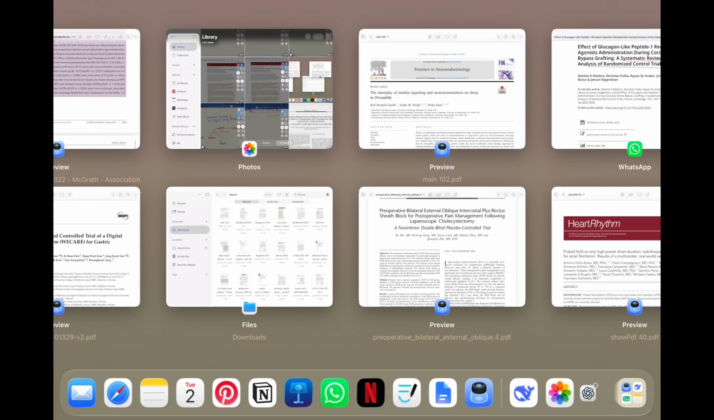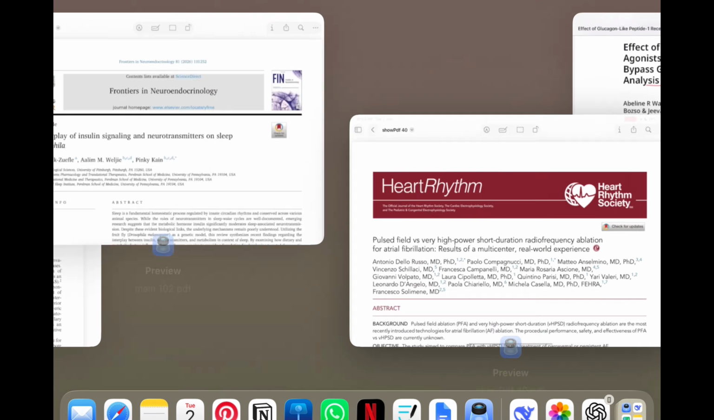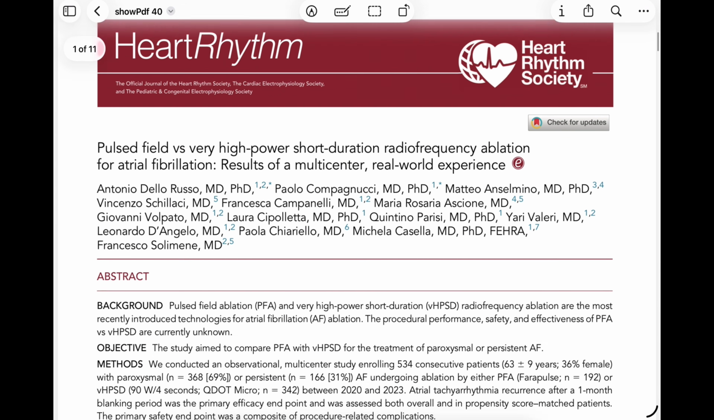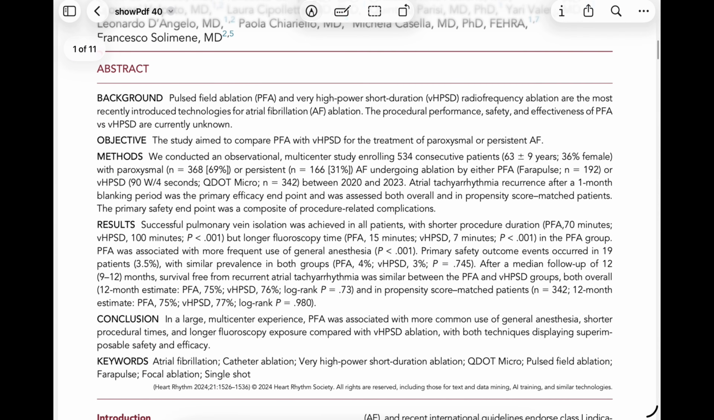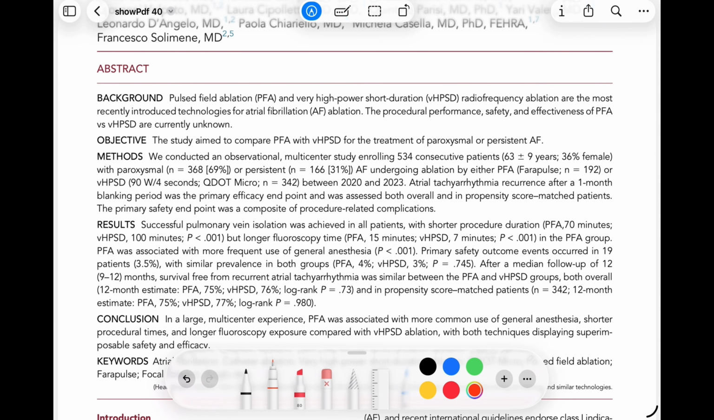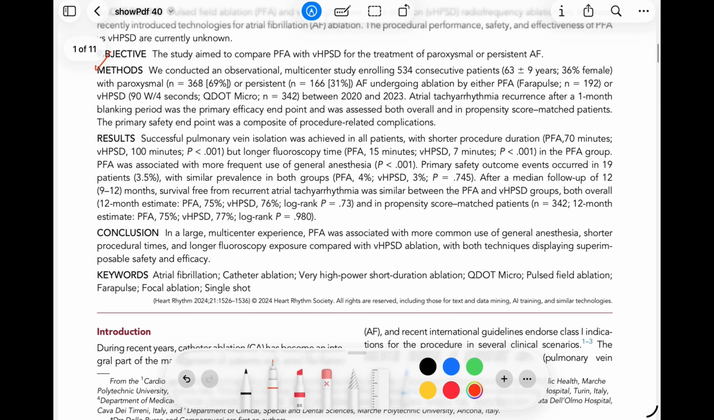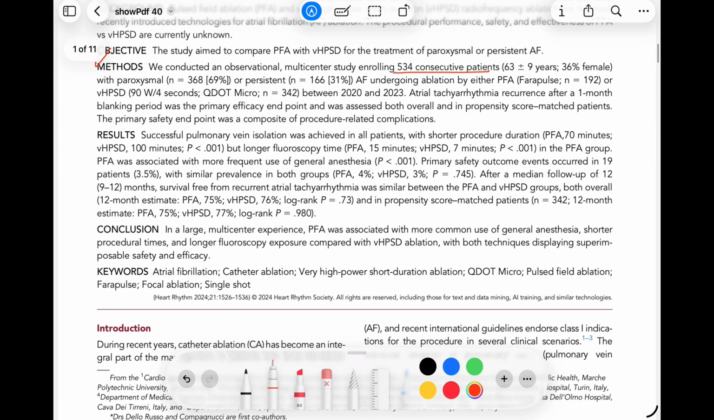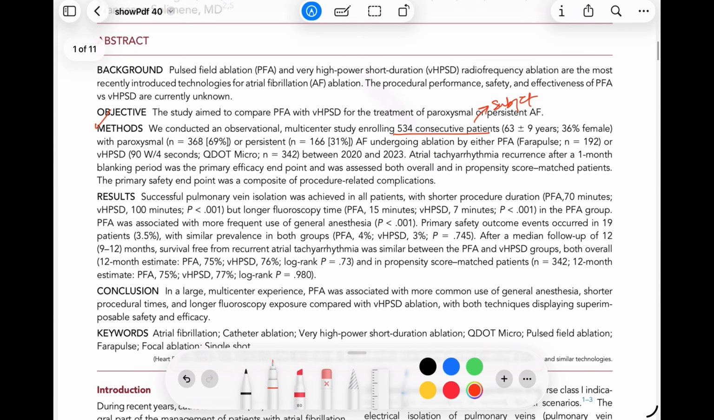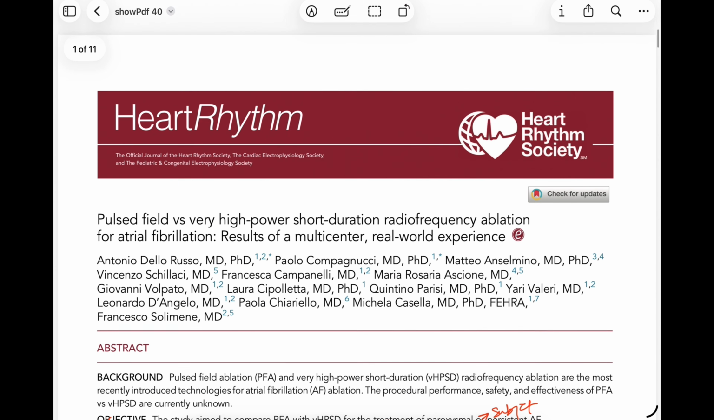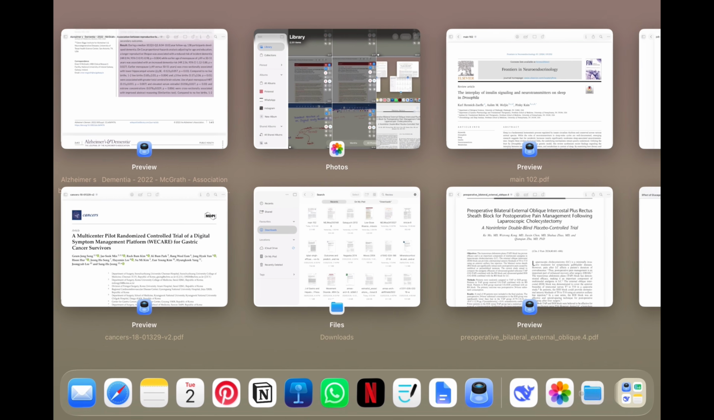Okay, let's look at another paper. Okay, let's look at this one. Again, we do have an abstract, so you don't really have to scroll down to the method section. We have a method section here. If you read the first line, it says 534 consecutive patients. So again, the subject is patients. They're talking about patients here because they're talking about enrolling patients. So you know that this is, again, an original paper without even reading the title.